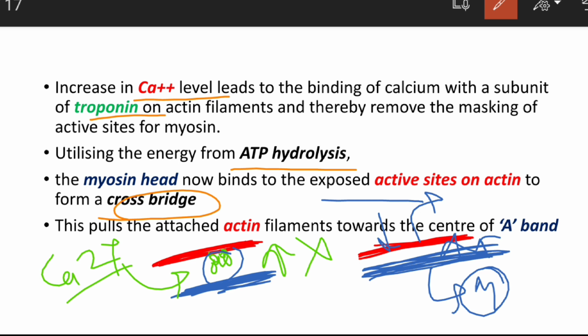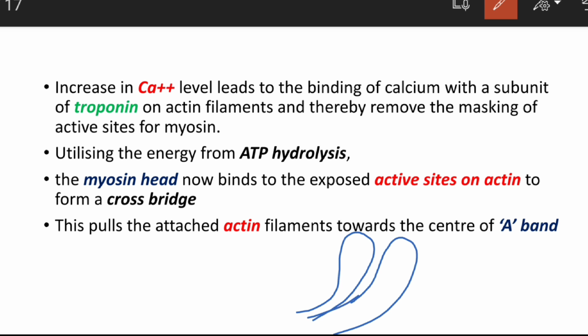So the myosin head will now bind to an active site. See, here there is no presence of the troponin. Troponin is removed by the calcium. So easily actin and the myosin can bind. The myosin head will easily bind to the active sites of an actin. This is a myosin binding site.